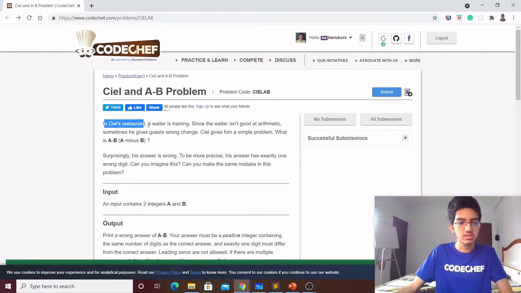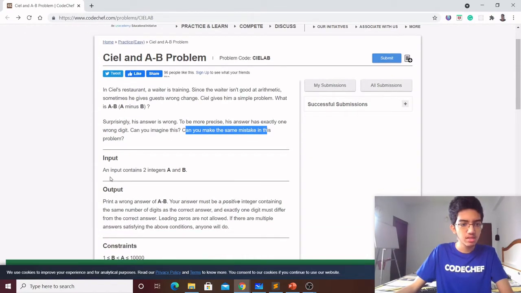In Ciel's restaurant, a waiter is training. Since the waiter isn't good at arithmetic, sometimes he gives guests wrong change. Ciel gives him a simple problem: what is A minus B? Surprisingly, his answer is wrong. To be more precise, his answer has exactly one wrong digit. Can you imagine this?